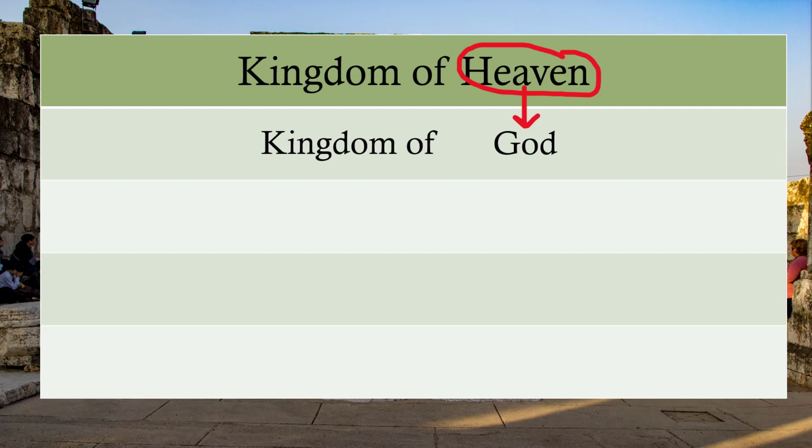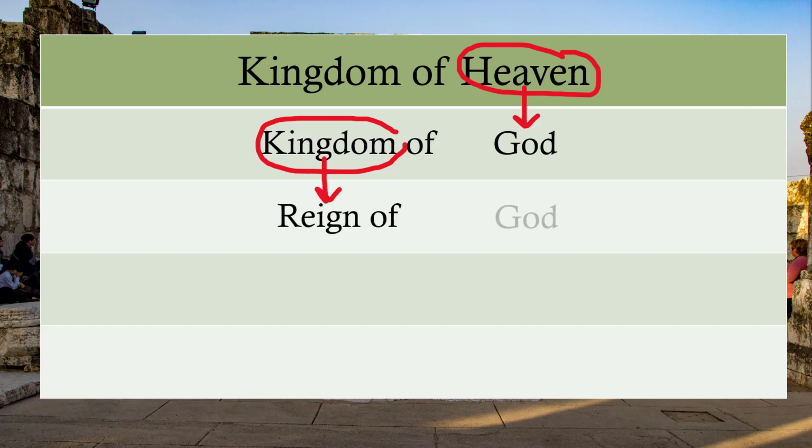So that's step one. Then this word kingdom, and this is more, again, Hebraic thinking, would be better phrased the reign of God, rather than the kingdom. Because when we hear kingdom, we think of it as a noun. It's a place, or a place in time. And that's not really what the phrase is saying. It's saying the reign of God is happening.